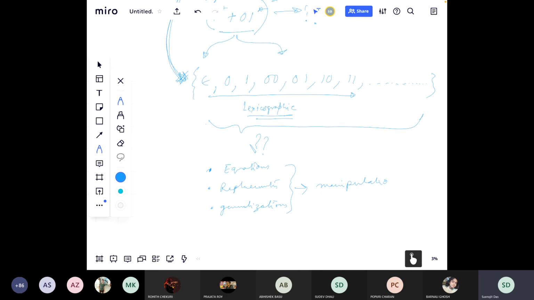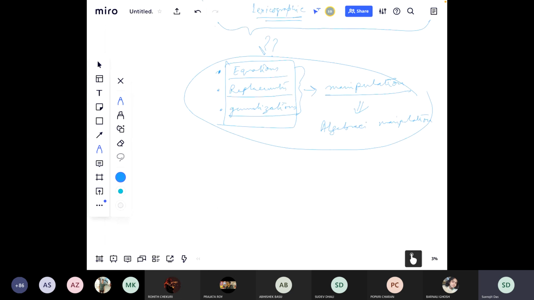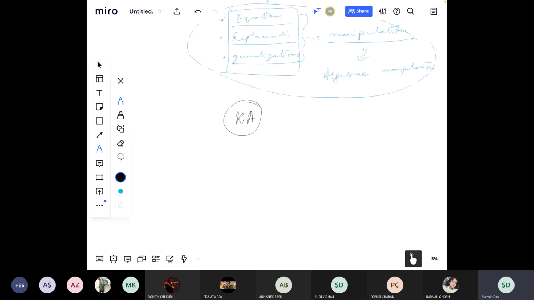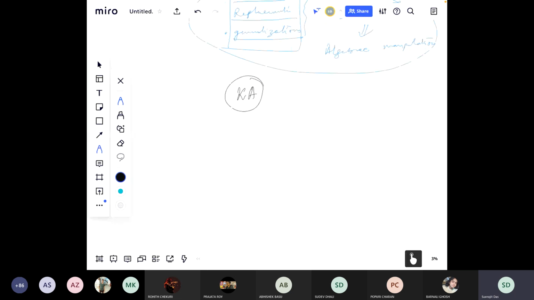Manipulation. What type of manipulation? String manipulation, algebraically. That is called algebraic manipulation. And algebraic manipulation is best supported if you have these three: you have equations, you can replace, and you can generalize. And for that, you have something called a clean algebra that gives you rules to manipulate strings and to find out equivalence.